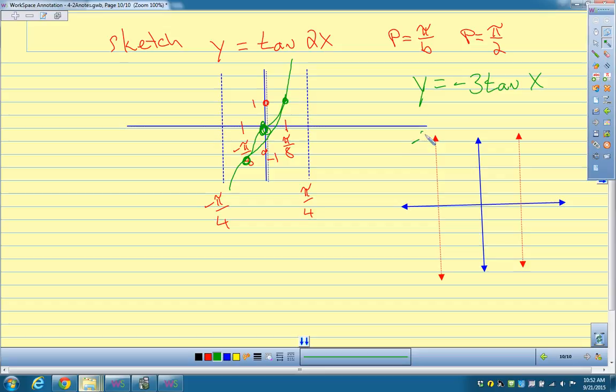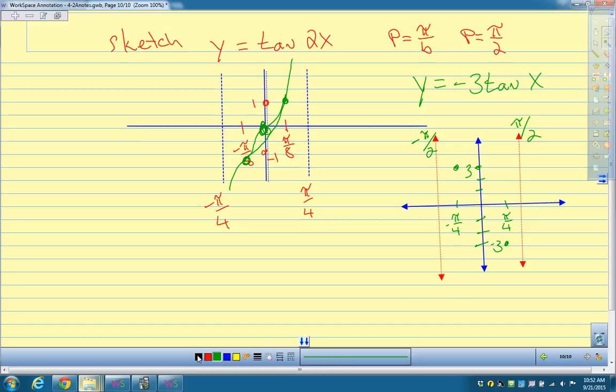So if this is negative pi over 2, and this were pi over 2, you need to indicate somewhere 1, 2, negative 3 down here, 1, 2, positive 3 up here, and show that you know that this thing is going to stretch, it's going to go the opposite direction, right, because it's negative. So it's going to come from the top, it's going to go through here at negative pi over 4, positive pi over 4, and then it's going to go through negative 3 down here.